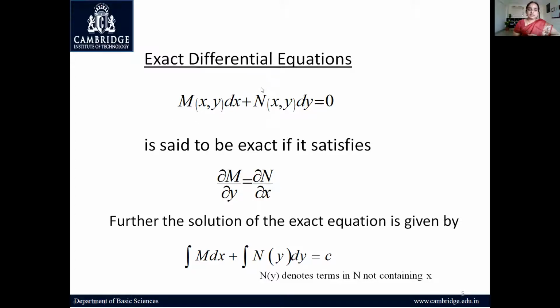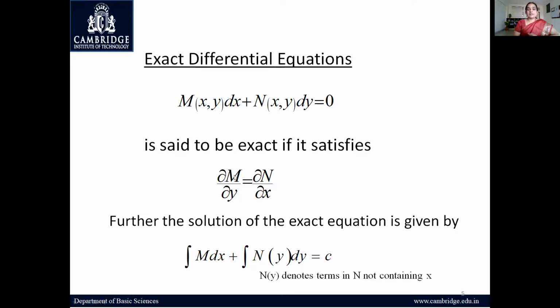Let us see what that condition is. The condition is that it satisfies dou M by dou y equal to dou N by dou x. So you take M, you take N. We have what is known as partial derivative, which you'll be learning in the first module. The partial derivative of M with respect to y should be equal to the partial derivative of N with respect to x. If these two are equal, then we call this equation an exact equation. And directly the solution is given by the integral of M dx plus N dy equal to c.